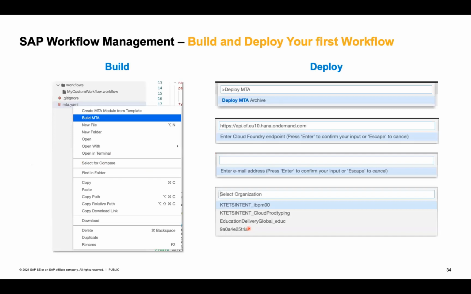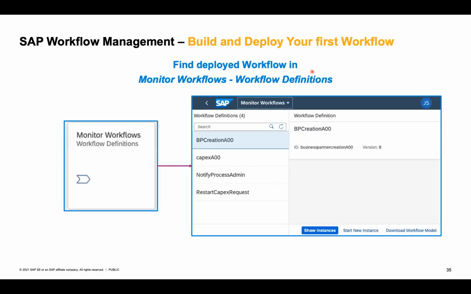So there's a few things to be done. We have the build phase and the deploy phase. Building means we take this descriptor file, and this describes how this project is built into the so-called MTA archive. And then afterwards, this MTA archive needs to be deployed in our Cloud Foundry account and space. Yeah, let's do that.